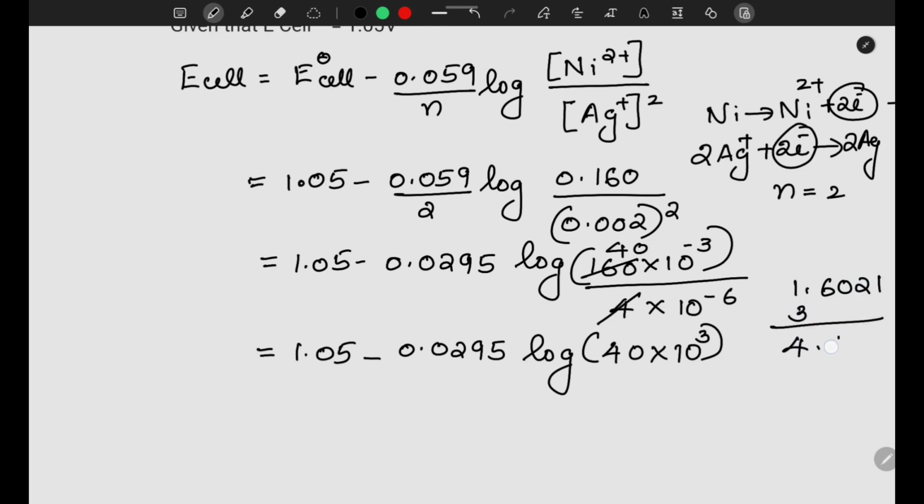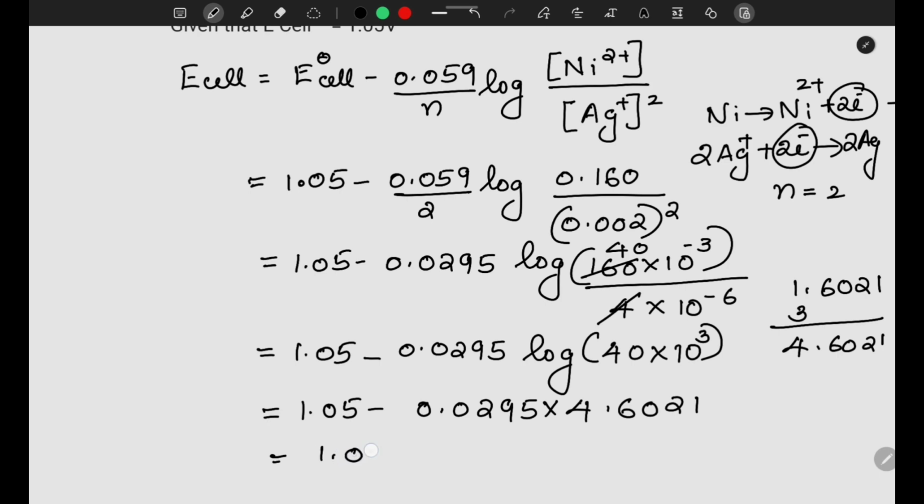So we will get 4.6021. So 1.05 minus 0.0295 into 4.6021. So when we simplify this, we will get 0.137, or we can write 0.14. So when we subtract, we will get 0.91 volt.